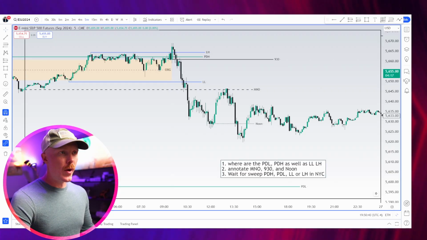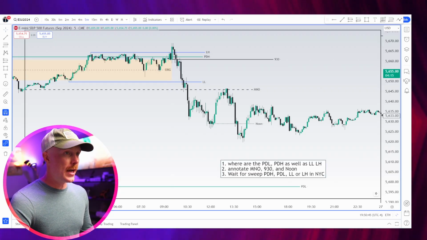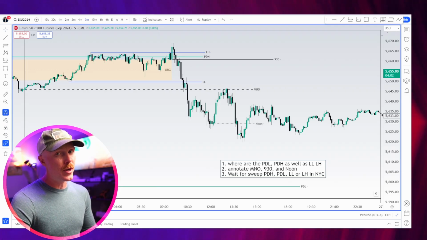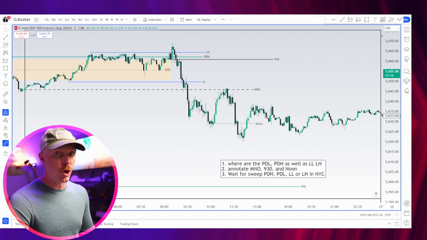Step 3 is going to be waiting for price to sweep the previous day high or low, the London high or low, and we want this ideally to happen in the New York session. Whether it's the AM or the PM, we want it to happen during that time frame. It can happen in the pre-market, as we'll see in an example, but ideally and preferably we want it to happen in the New York trading session.